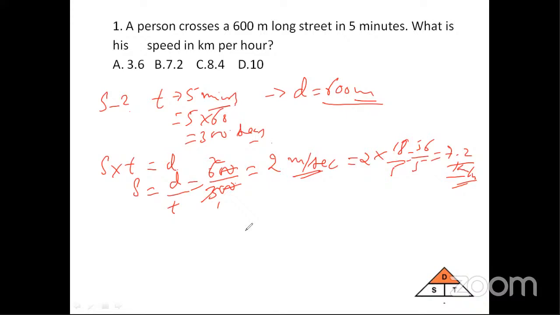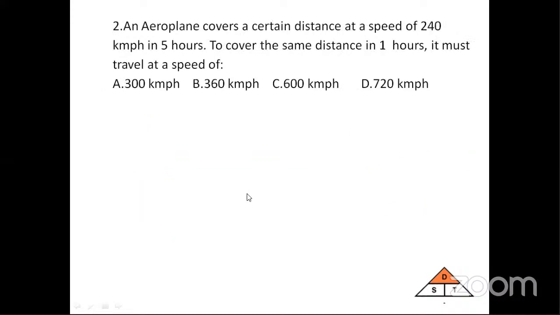Great. If this is clear, we'll move on to the next one. Okay, so next problem. Here comes the next problem.